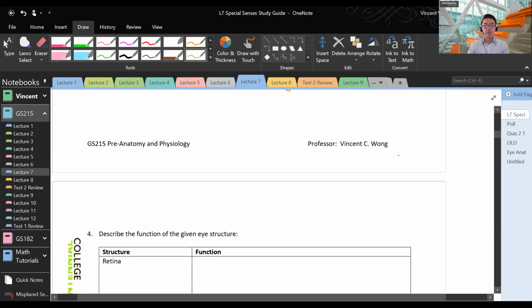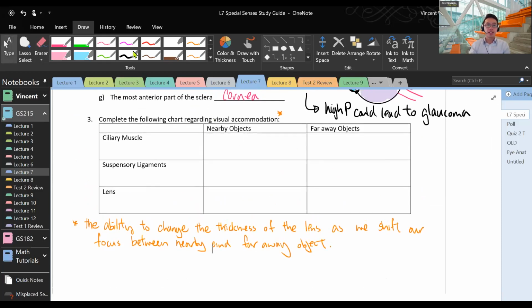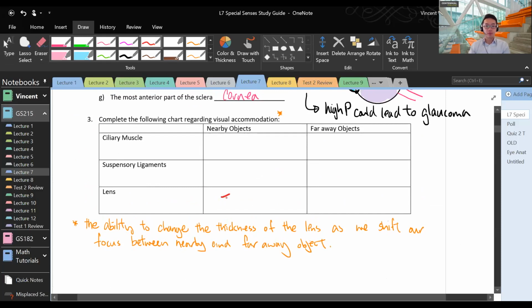So in general, you should remember to focus on nearby object, your lens has to be thicker. Okay, thicker. And to focus on far away object, your lens has to be thinner. Okay, so if you look at the lens from the side, it has to be thicker for nearby object and has to be thinner for far away object. This is looking at the lens from the side.